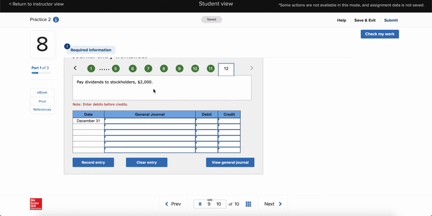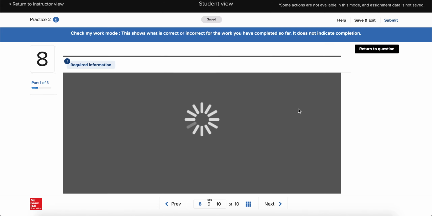I pay dividends in this last one here in the amount of $2,000. So dividends, and I paid it in cash. Record that. I definitely want to check these because we're going to move forward and post these journal entries to the ledger.